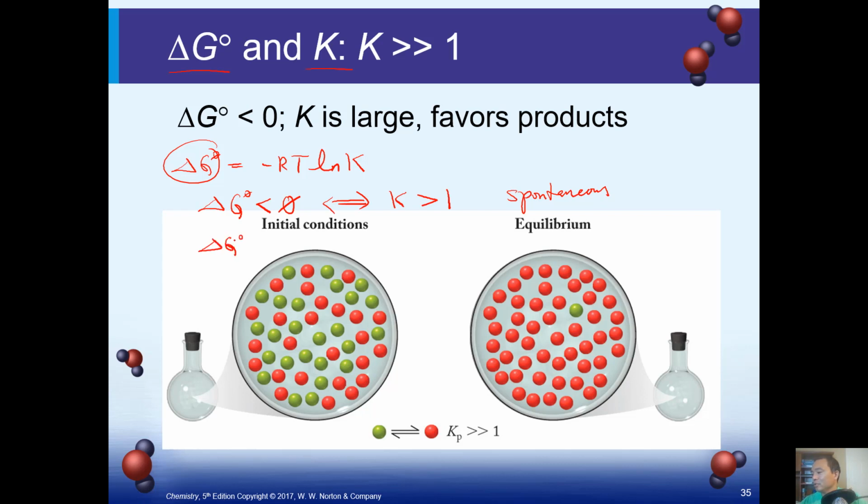If delta G naught is greater than 0, it's the same as saying K is smaller than 1. But do remember K is a positive number, so it's always greater than 0. It's not going to be smaller than 0. And this process will be non-spontaneous. If delta G naught is 0, then this is the same as saying K is equal to 1 and the reaction is at equilibrium.